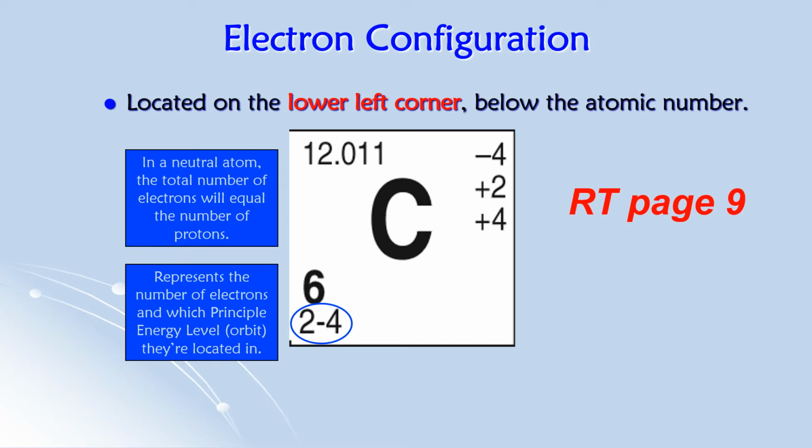And then remember, how do you know how many electrons carbon has in total? Well, if this is a neutral atom, then the number of protons is equal to the number of electrons. Because the atomic number is 6, carbon is going to have 6 electrons when it is a neutral atom and not an ion.